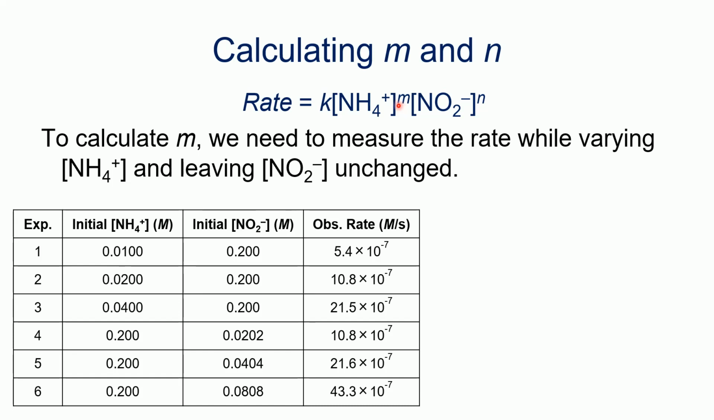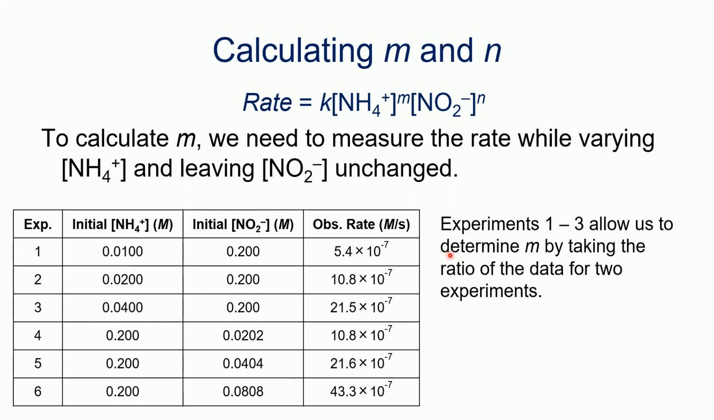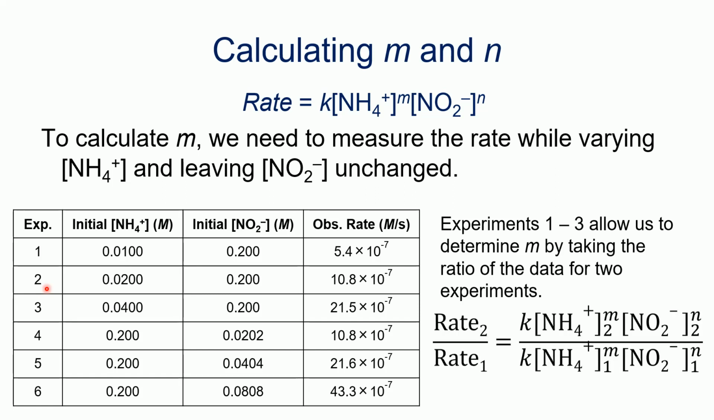Now, I'm going to show you the math way of doing that rather than just say, hey, look, it doubled, this doubled. We're going to do this using an equation. The way that we do that is that we essentially take the rate law and put the data in for experiment 1 and the data in for experiment 2, and then take the ratio between those two rate laws. So it will look something like this.